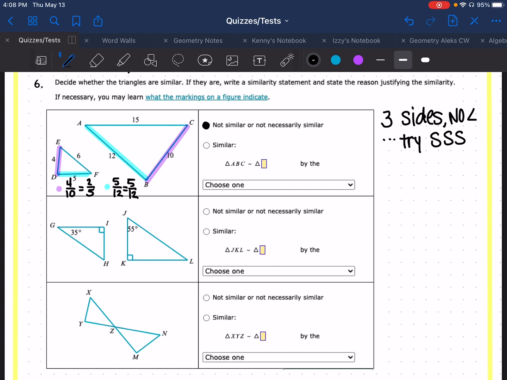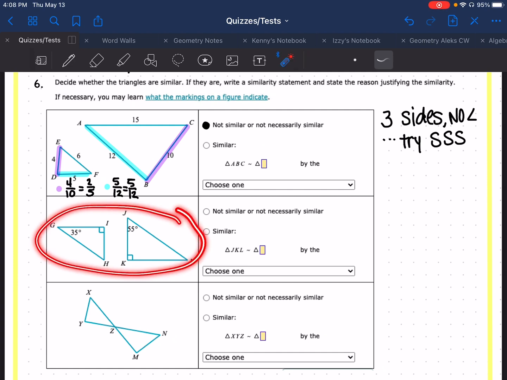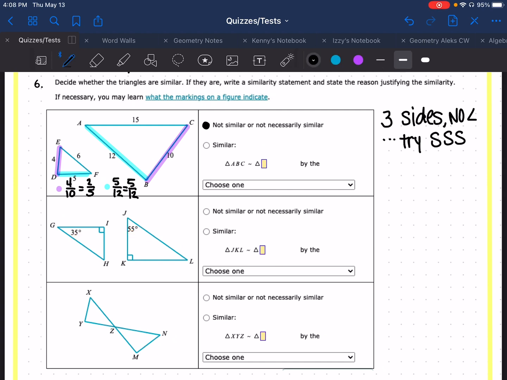All right, let's take a look at the next one. In the next set, I can see that I have a right angle and a right angle, and then I have 2 other angles that are not equal. So I have only angles, no sides. So I am going to try angle, angle. One thing that I do have to remember for angle, angle is that triangles add to 180 degrees. That's one thing that I have to remember.